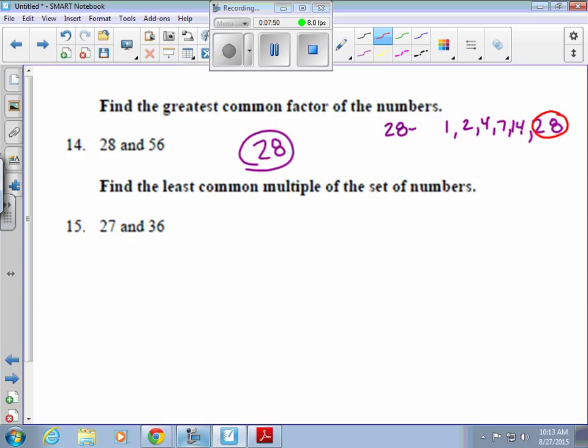The least common multiple of the set of numbers. Multiples are what you get when you count by them. 27, when you do 27 twice, you're going to get 54. And it's going to keep going by 27. The least common multiple, the one that they share, is 108. It'll just take you a few minutes by counting. Both of those numbers go into 108.